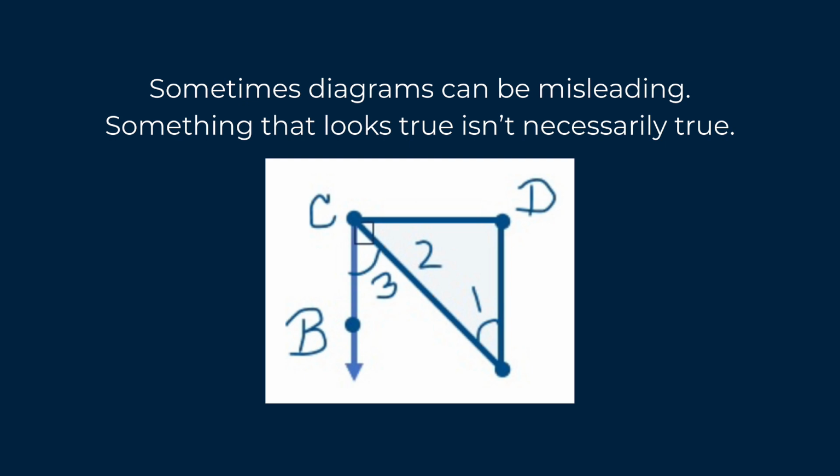Just because something looks like a right angle or something looks like a triangle, it doesn't mean that it is a right angle or a triangle. It just looks like it. If you want to state that it is a right angle or a triangle, you have to prove it first. And maybe that will help you reach the given conclusion that you need to prove.